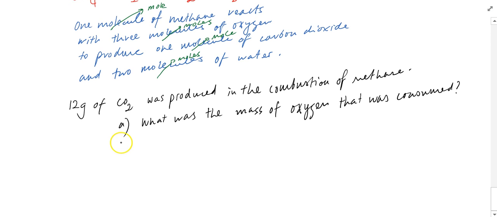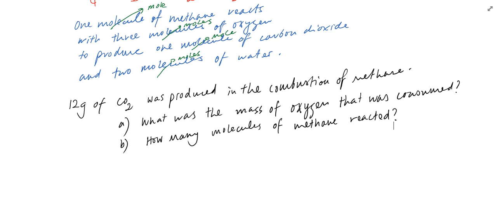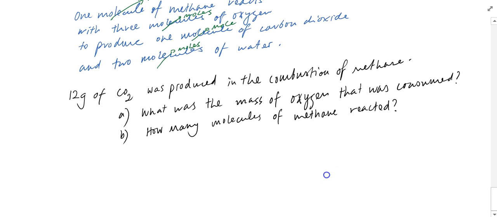and I'm going to add something new. How many molecules of methane reacted, or in all, properly worded, how many molecules of methane were involved in the reaction. So part A, we've looked at previously. Part B is a little bit new. But the process of mole ratios and stoichiometry is still common.